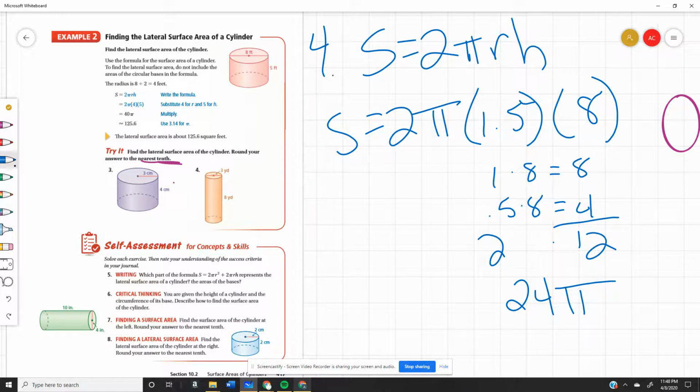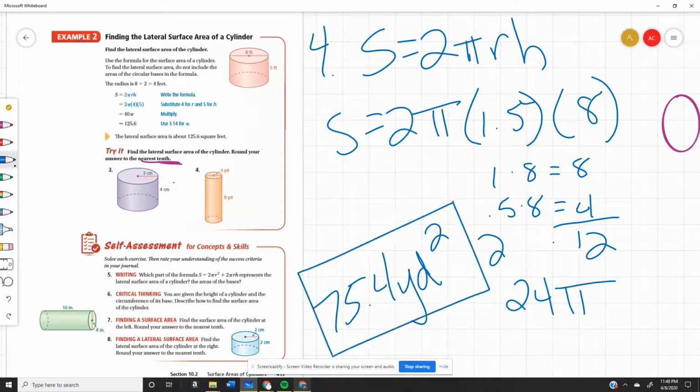Huh, that seems really familiar. I'm pretty sure we just did 24 pi and we got 75.4 yards squared. Bam. It's actually 75.36, but like we just discussed, you've got to round it up. Okay? I know I did that one kind of fast, but it's really just basically plugging numbers into the formula. I know this is one of those topics where you're just going to have to remember some formulas, okay?